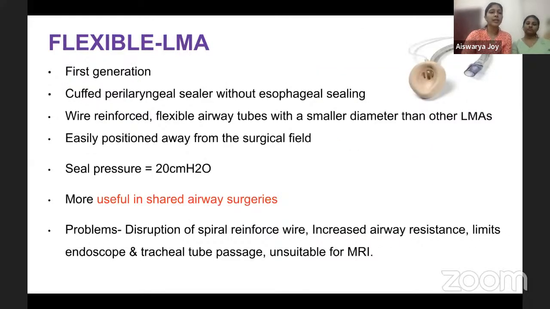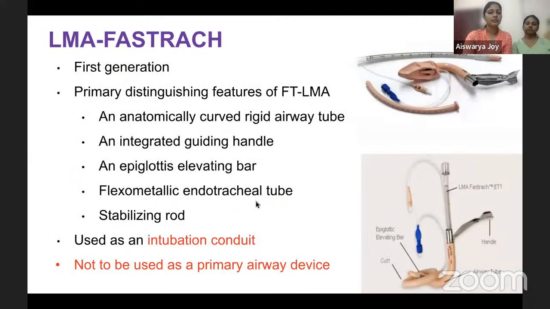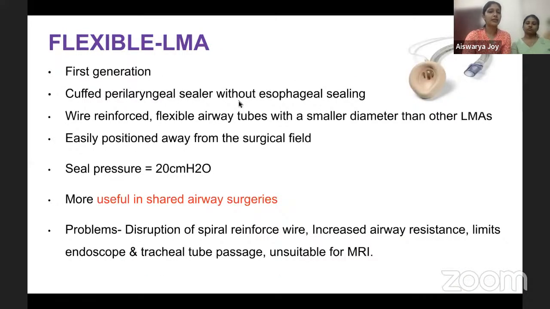Next is LMA Flexible. It's a first generation cuffed perilaryngeal sealer without esophageal sealing. It has a wire-reinforced flexible airway tube with a smaller diameter than other tubes. It can be easily positioned away from the surgical field, and the seal pressure is 20 centimeters of water. It's more useful in shared airway surgeries like head and neck surgeries and ENT surgeries because it can be repositioned very easily. The problems are destruction of the spiral reinforced wire, increased airway resistance, it limits endoscope and tracheal tube passage, and it's unsuitable for MRI.